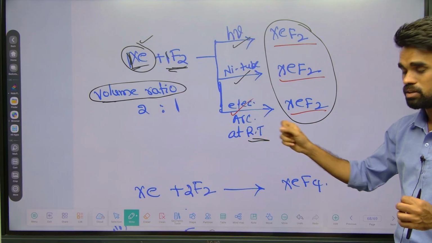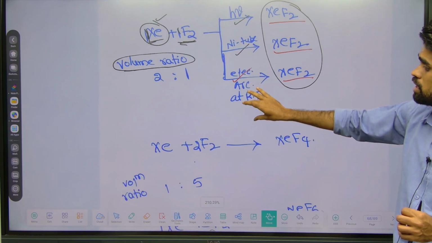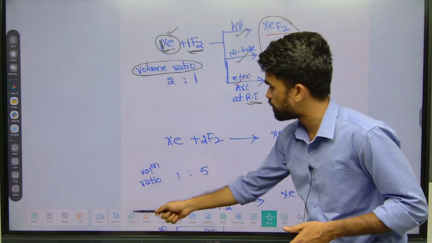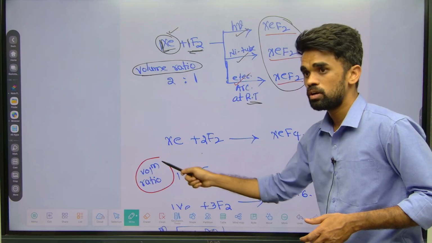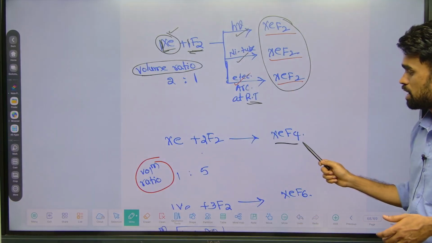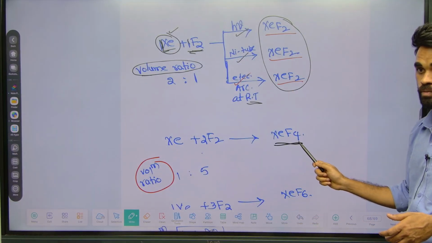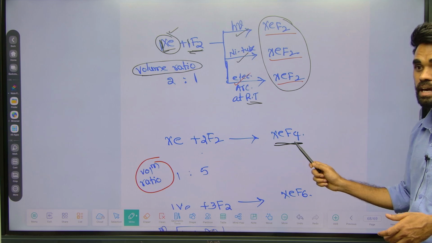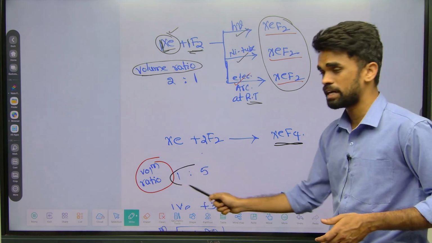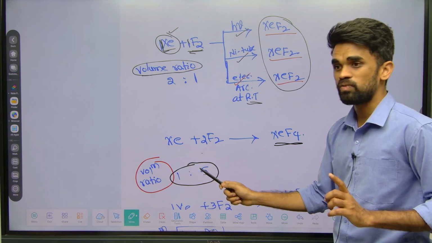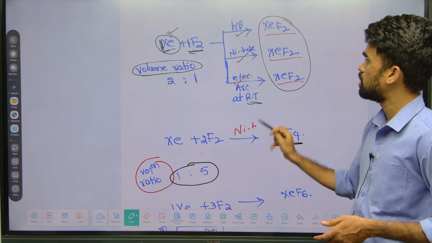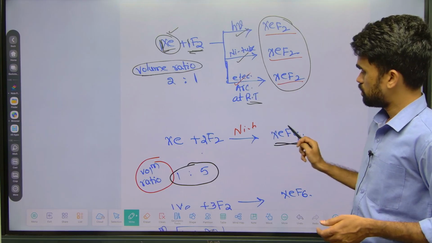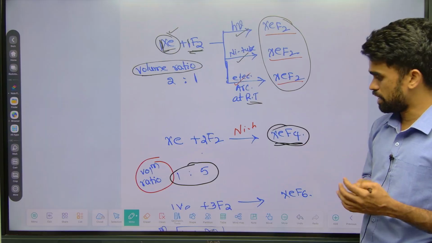RT means room temperature. Now if I take a 1:5 volume ratio, the product formed will be XeF4. What is the ratio we have taken? The volume ratio is 1:5. This can also be in a nickel tube or in the presence of sunlight.